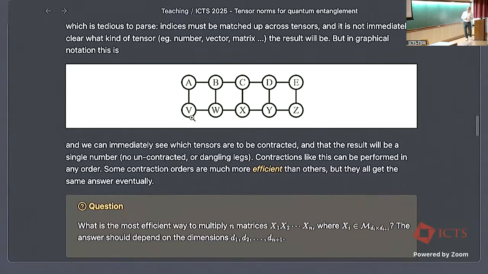Okay, so now there is a question. For instance, this diagram here represents a number, right? This is a scalar number because there are no legs sticking out. So this is just a number. It's the sum that was above.